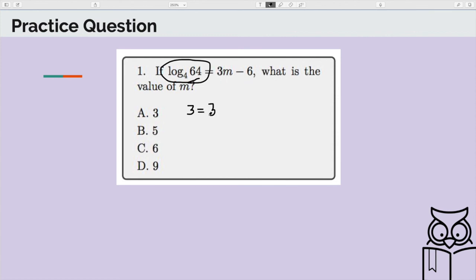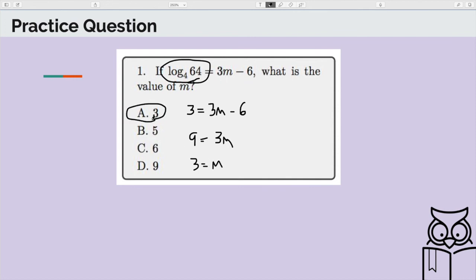So we have 3 is equal to 3m minus 6. From there, we just solve normally: add 6 to both sides, so we have 9 is equal to 3m. The last step is just solving for m. 3 is equal to m. So A is our answer.